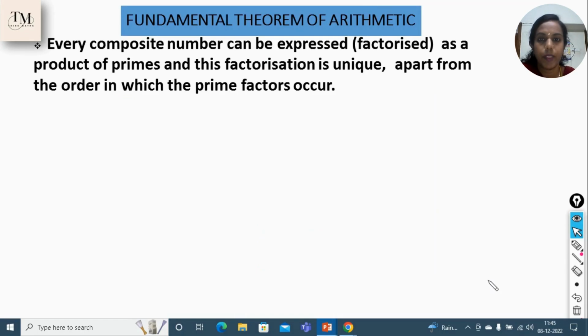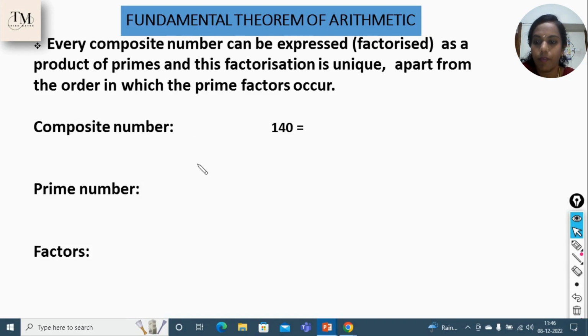So what is the Fundamental Theorem of Arithmetic? It says that every composite number can be expressed as a product of primes, and this factorization is unique apart from the order in which the prime factors occur. Before discussing this theorem, let us discuss composite numbers, prime numbers, factors and uniqueness.